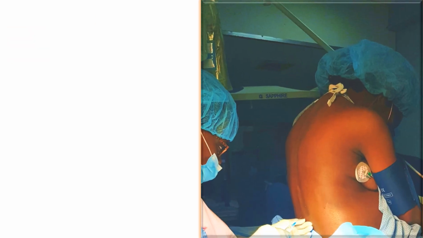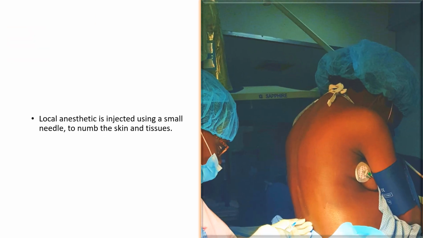First, your skin will be numbed before performing the spinal. This is done by injecting a small amount of local anesthetic at the point for the spinal. This may sting for a moment and then the skin and tissues will become numb.